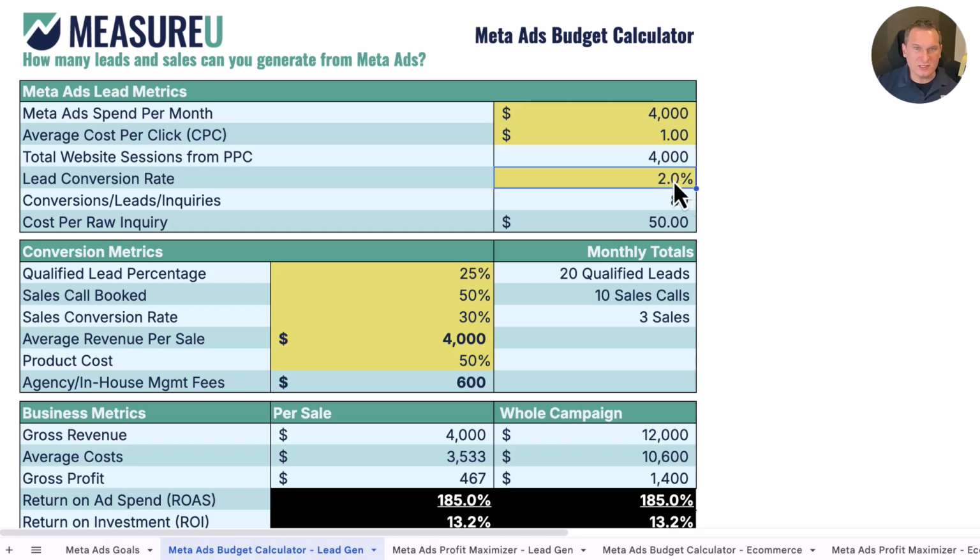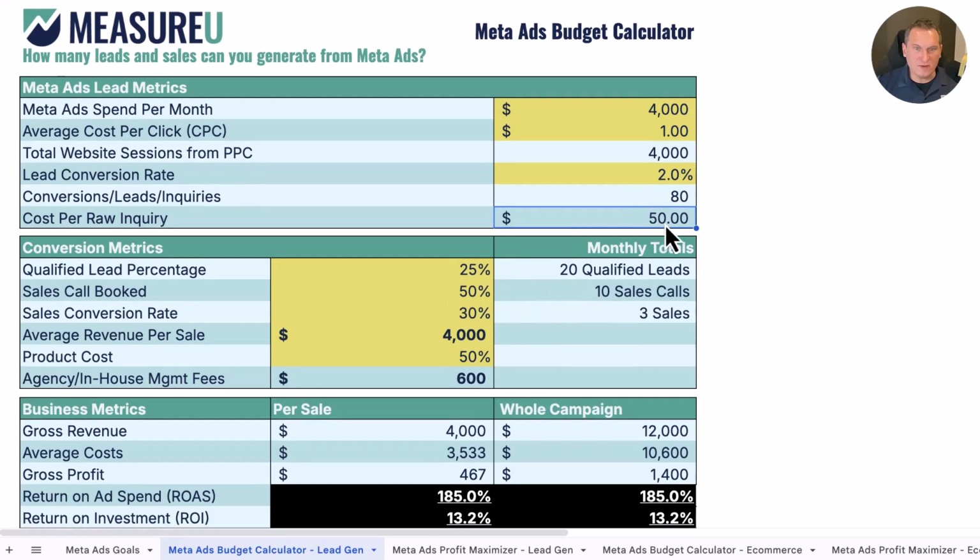What percentage of leads are going to convert into customers? 2% in this case. And this is for lead generation, as you can see. Okay, so that means that it's going to cost us $50 to get somebody to contact us, and then it goes over to your sales numbers. So if $50 per inquiry, 80 people contact you. If 25% of them are qualified, that means you only have 20 qualified leads.